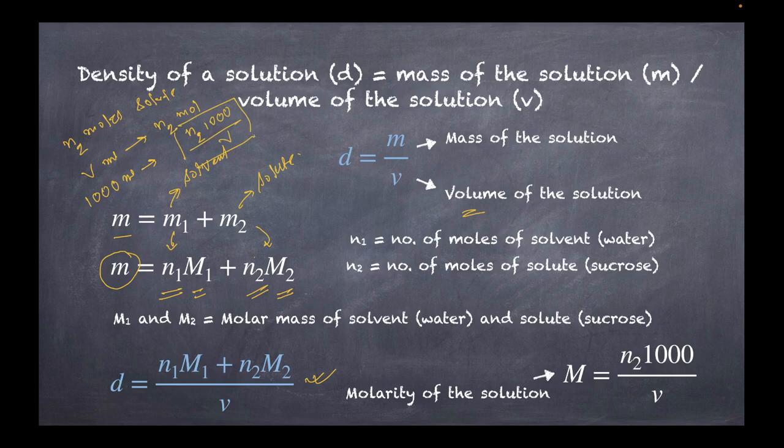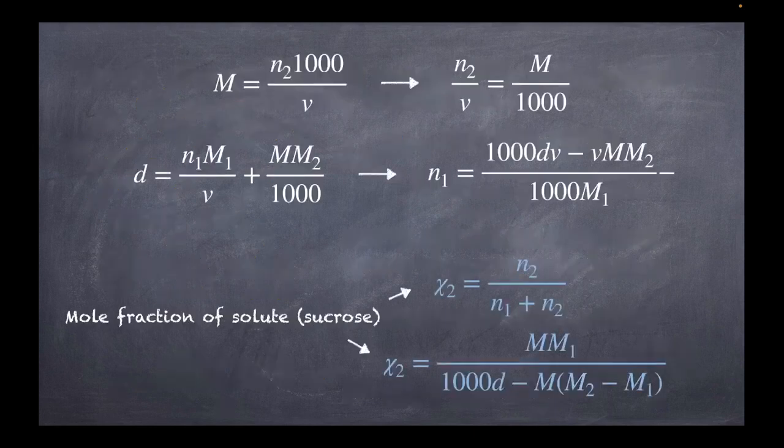So this is the number of moles of sucrose present in our solution in 1000 ml, that means the molarity of our solution. So molarity is expressed as the number of moles present in 1000 ml of our solution. So this will be equal to the molarity of our solution. Let's say it is capital M. So molarity of our solution, capital M, will be equal to n2 times 1000 divided by V. So the capital M is n2 times 1000 divided by V.